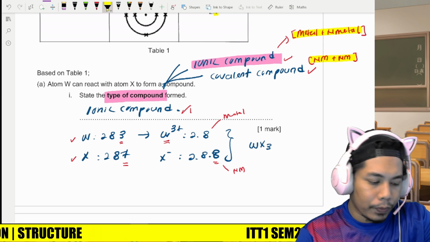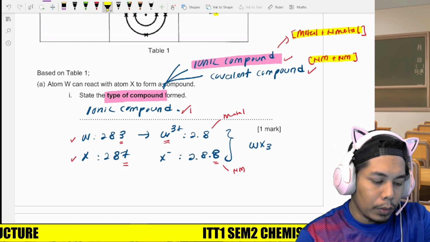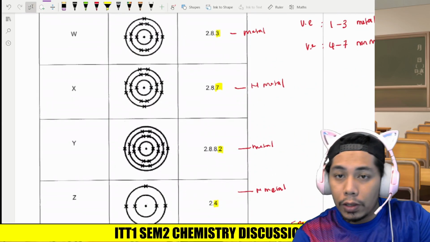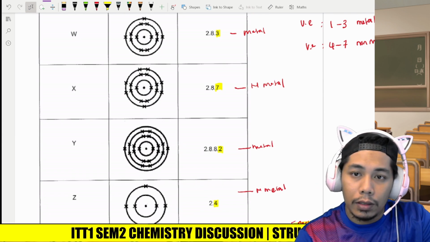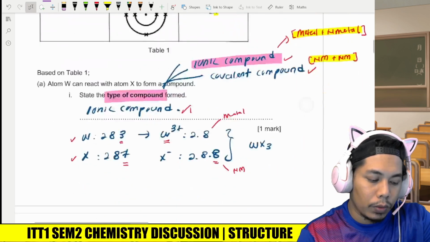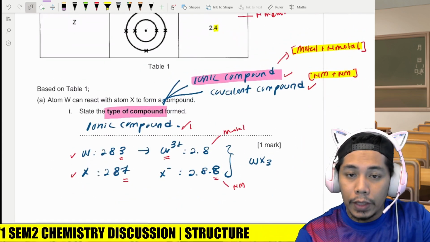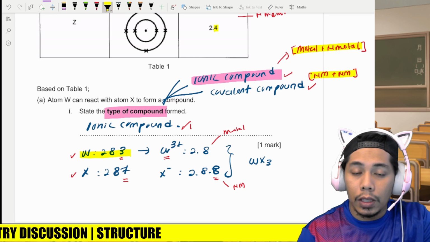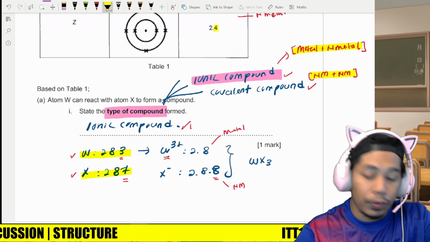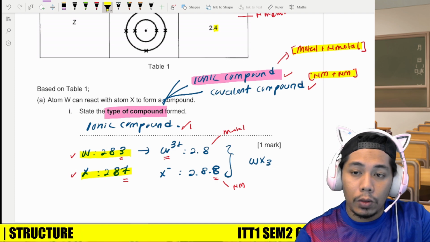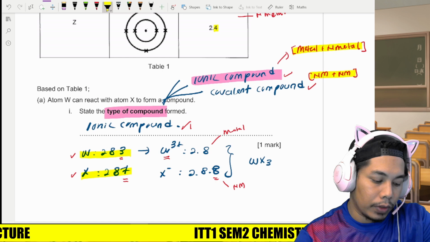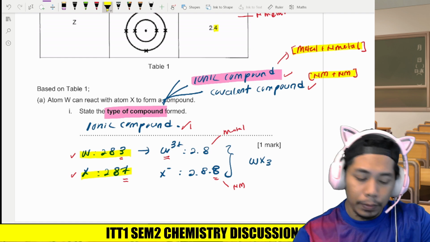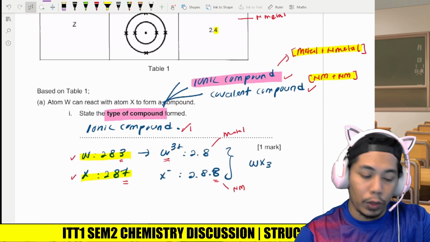So for atom W and atom X, we already jotted down that W is a metal and X is a non-metal, so metal and non-metal will form an ionic compound. Another method is you can write down below the answer the electron arrangement of W and of X. If the valence electron is 1 until 3, this is metal, and if the valence electron is 4 until 17, this is non-metal. The answer has 1 mark.